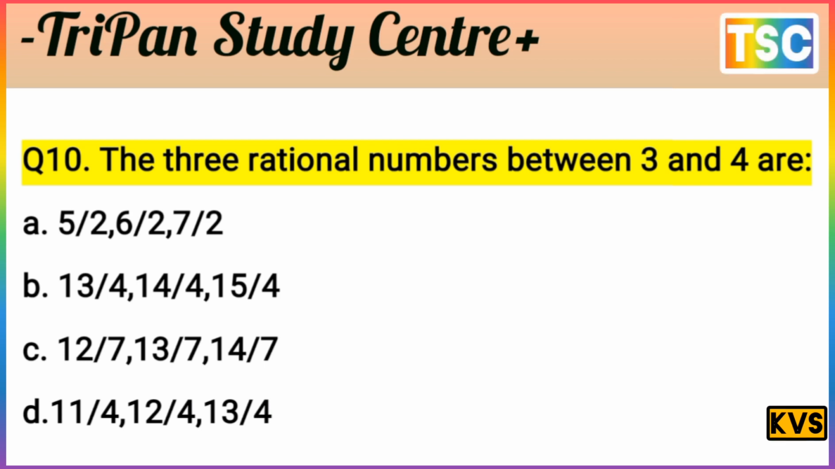You choose an option. Option A is 5 upon 2, 6 upon 2, 7 upon 2. B is 13 upon 4, 14 upon 4 and 15 upon 4. And C is 12 upon 7, 13 upon 7 and 14 upon 7. Choose an option. That's great. But let me help you understand. The three rational numbers between 3 and 4. You know the 3 and 4, first of all here.